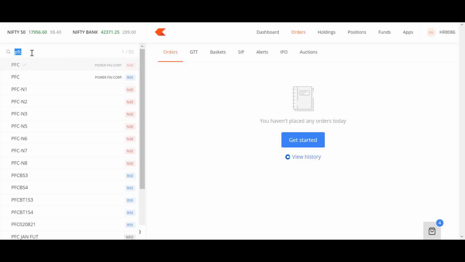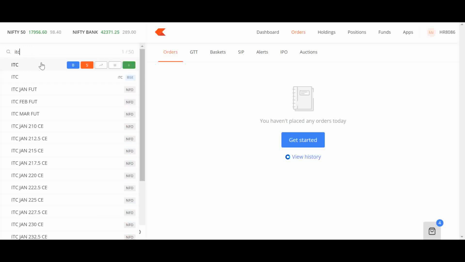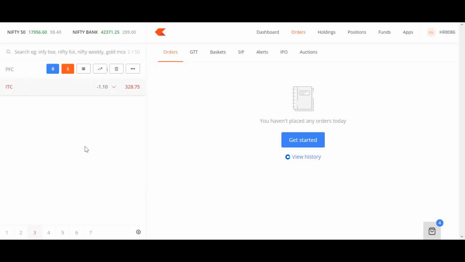Okay, so the next stock which I'm going to add is ITC. Once you type ITC, it came here like this, and this is the thing you are going to add. We have both NSE and BSE, whichever you're comfortable with, you can add it. There won't be any difference. Just add it. Now PFC is trading around 152 rupees and ITC is trading around 328 rupees.